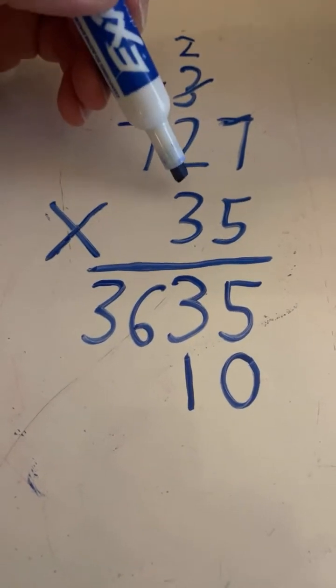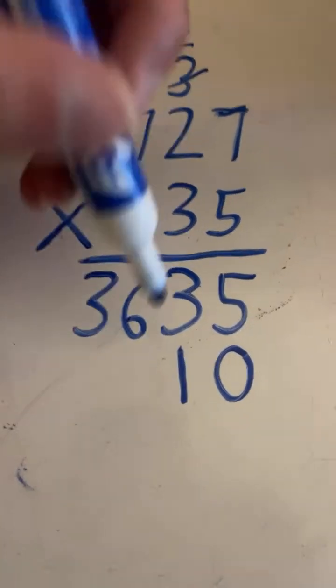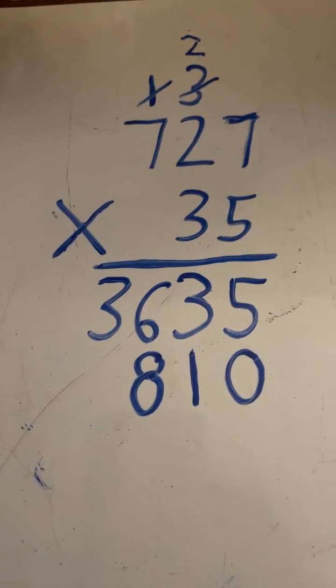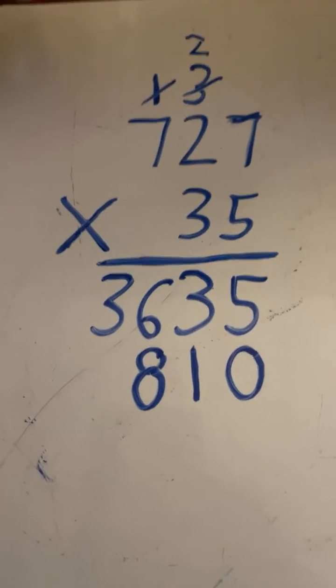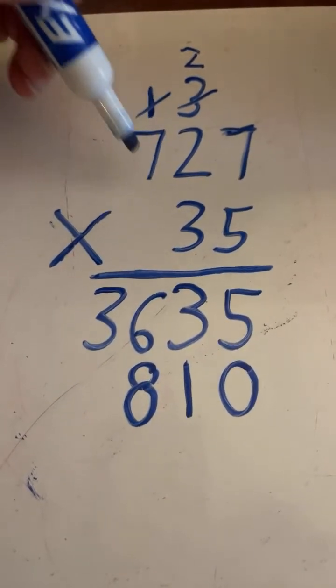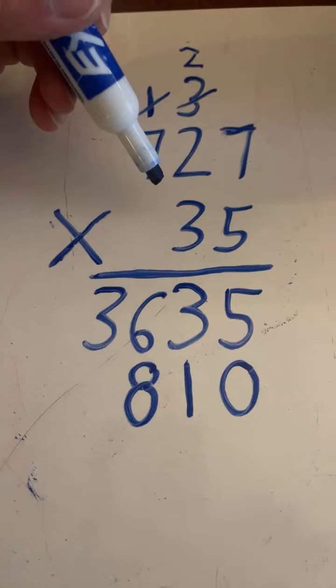2 times 3 equals 6. We add the 2 that we carried over. 6 plus 2 equals 8. Now, we do not need to regroup in the hundreds place because our product is less than 10. We only regroup when our product is 10 or more. 7 times 3 equals 21.